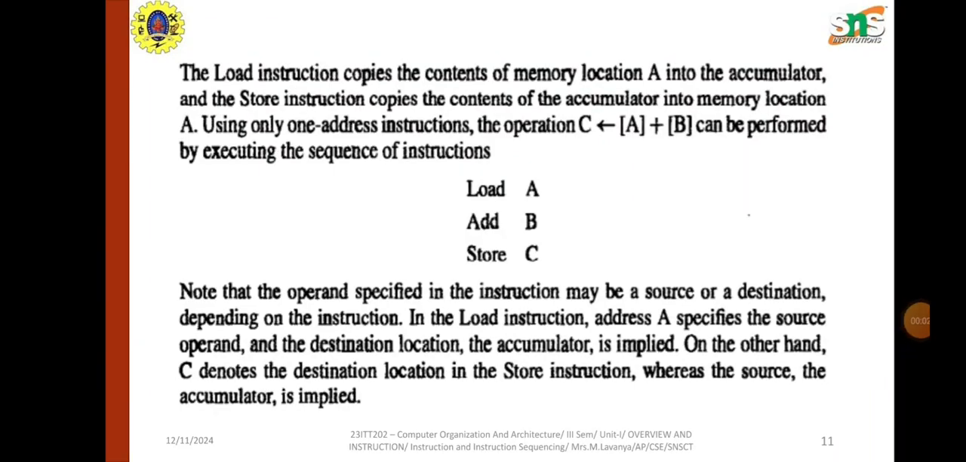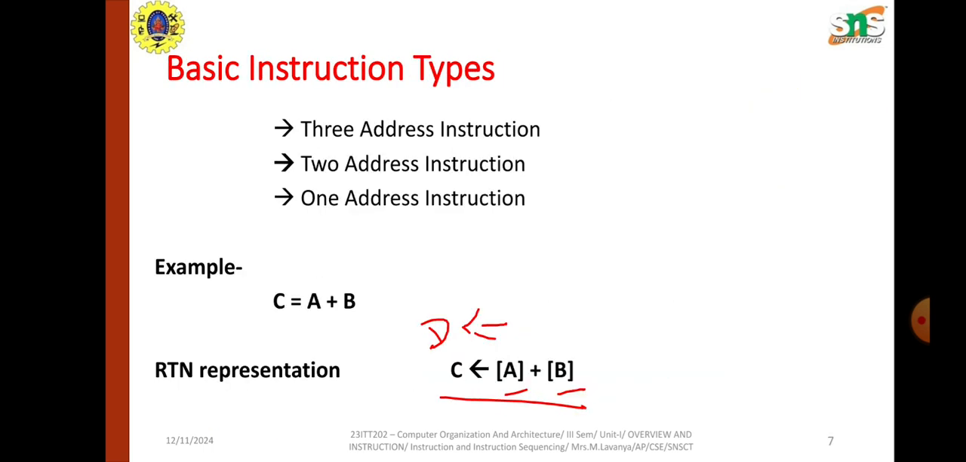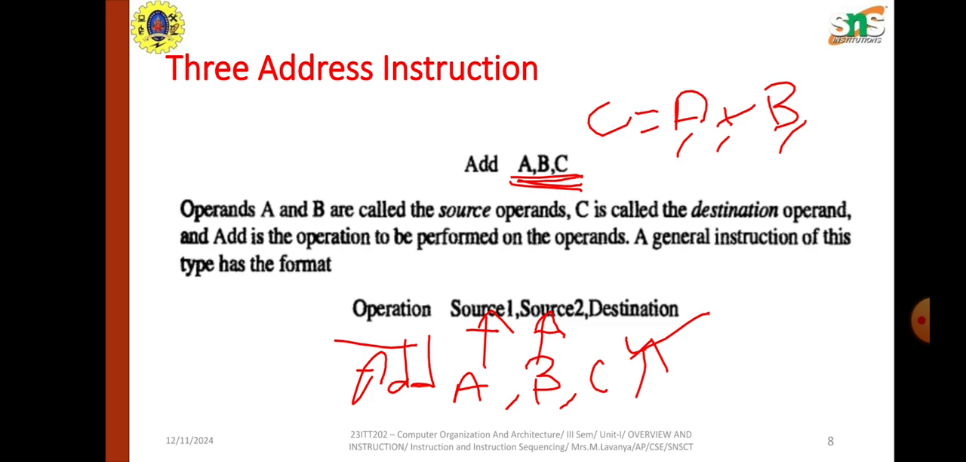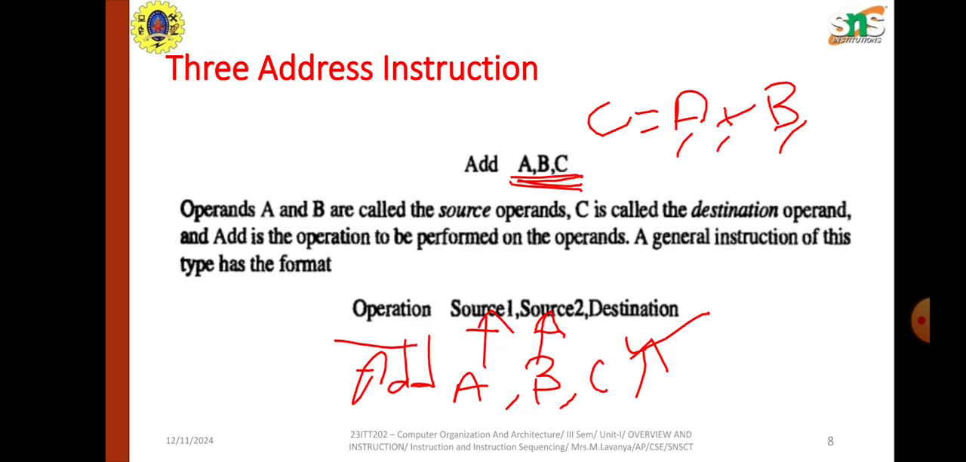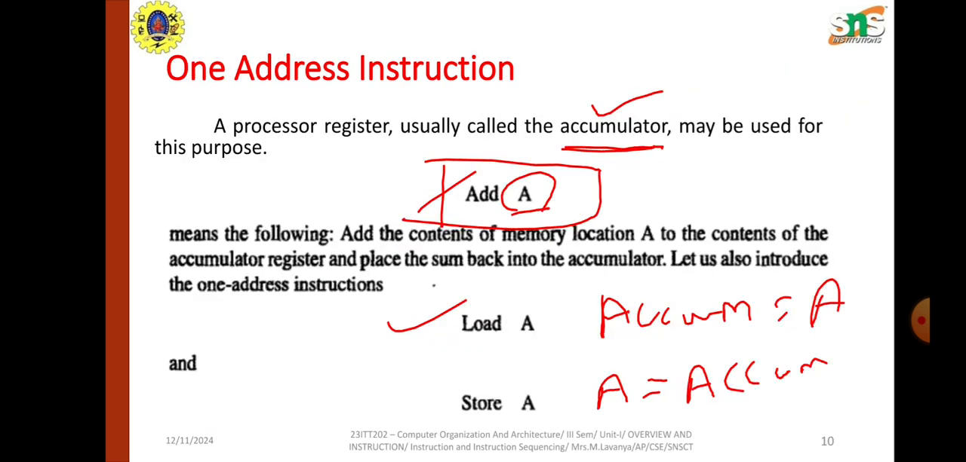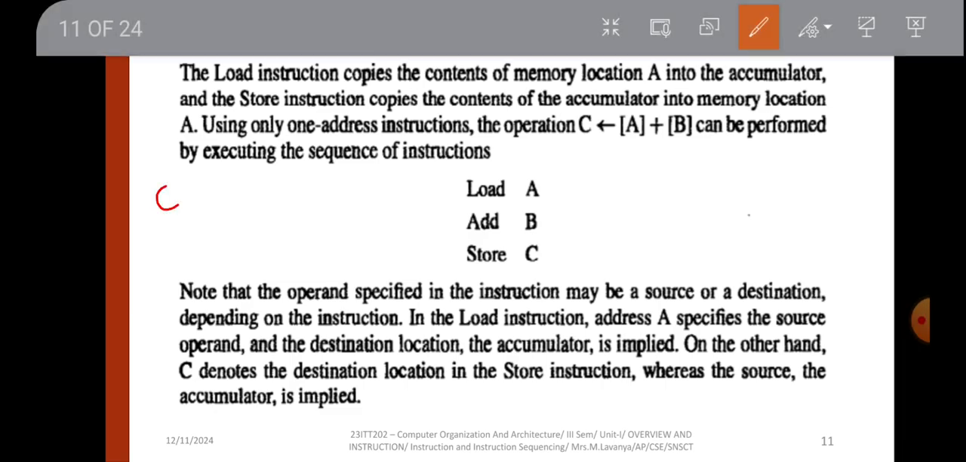This is the continuation of assembly language notation. In assembly language notation, we have already seen it is classified into three types: 3, 2, and 1. We have elaborately seen three address for the respective example of C is equal to A plus B, and two address is also seen. And the concept of one address instruction is explained. Now let us see what are the instructions to be carried out for performing the operation of C is equal to A plus B. That is the example which we have taken, right?